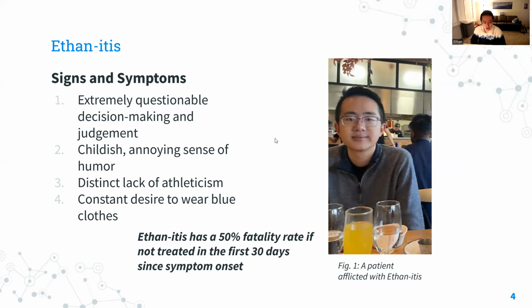If I'm a doctor, which I'm not yet, good news for you all, this is very concerning because these symptoms are non-specific. A lot of people make bad decisions, make dumb jokes, aren't very athletic and like the color blue. And if I'm not able to identify people who have the disease, then this is a very dangerous disease. They may die. So what do doctors turn to?